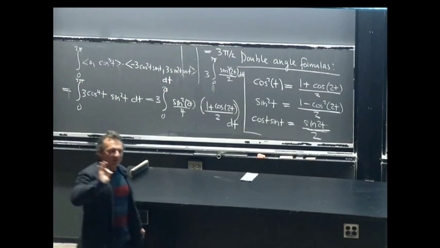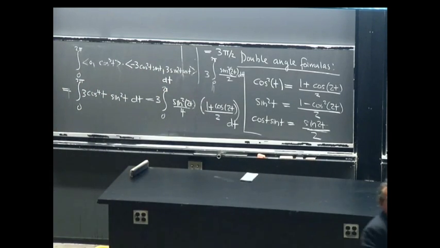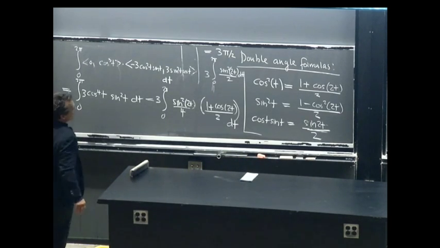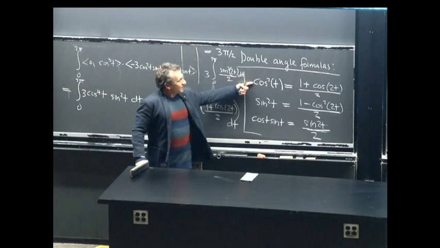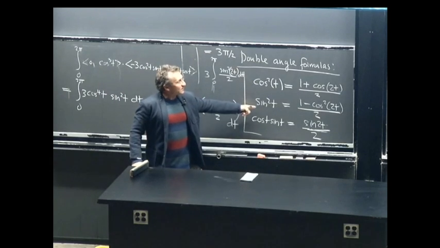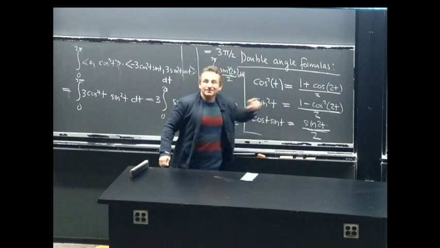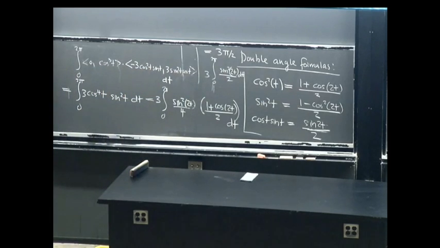So double angle formulas are your friend, and it's actually not so complicated. These are the three formulas which you have to know for integration purposes. And then there is another one which is useful, which follows from this. If you forget cosine square plus sine square, you can actually read it off from here. Cosine square plus sine square is 1. So that's pretty cool, and really helpful.